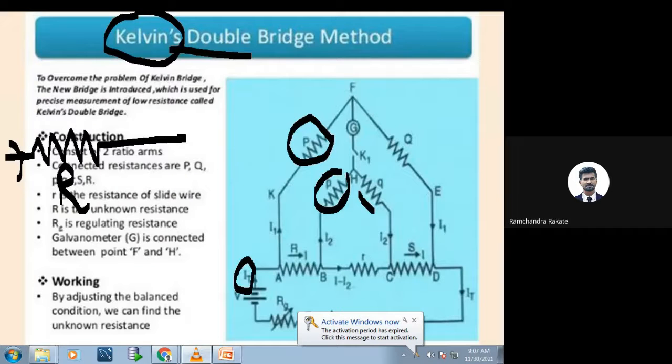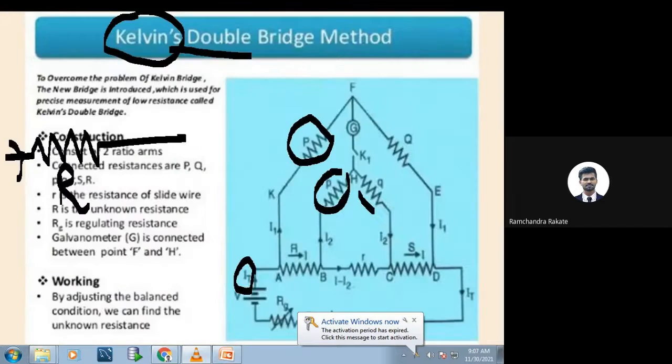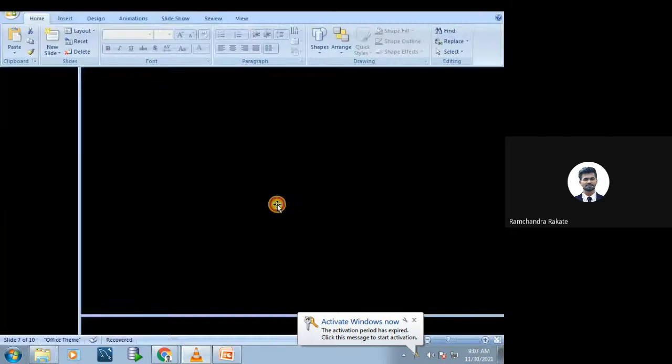Is there any doubt so far? Is there any doubt about Kelvin bridge and Kelvin double bridge, so that we can move on to the experiment? Should we go ahead? Yes, sir. Okay, so now we'll move on to the experimental setup.